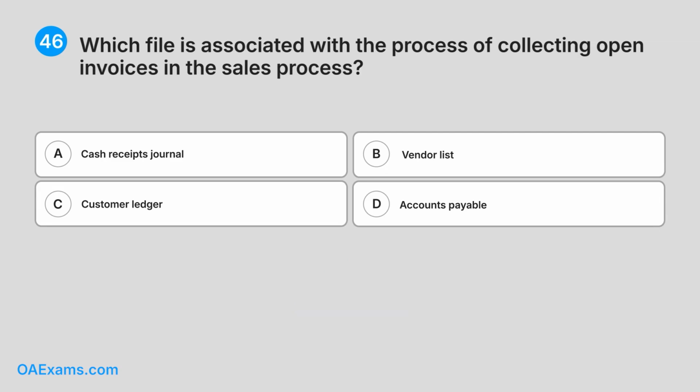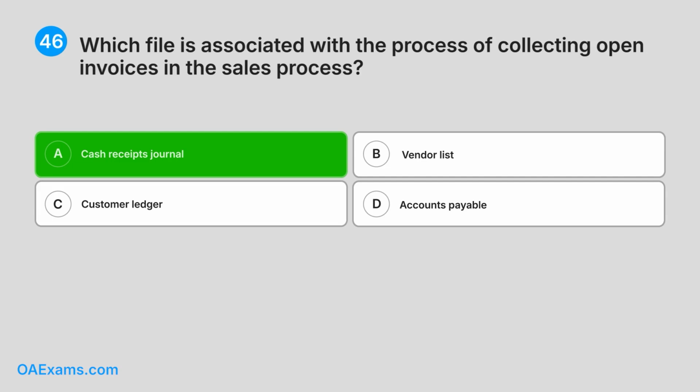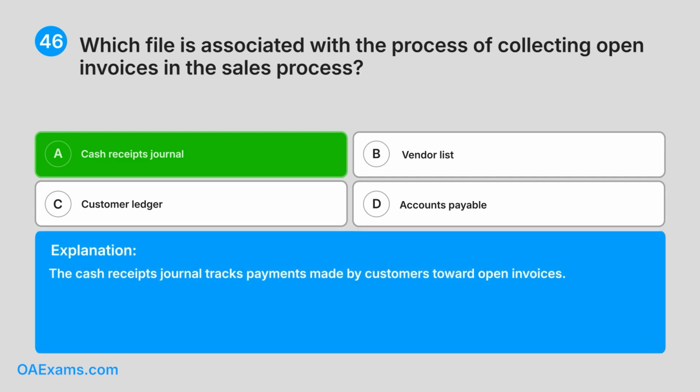Correct answer. A. Cash receipts. Explanation. The cash receipts journal tracks payments made by customers toward open invoices.